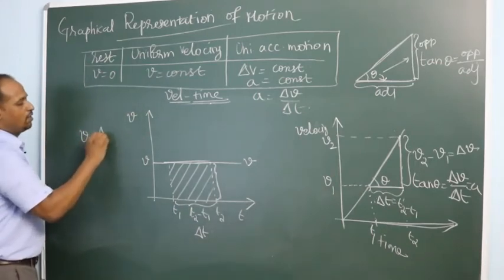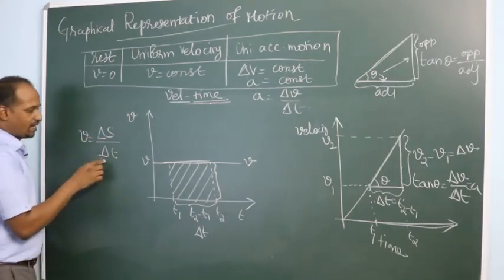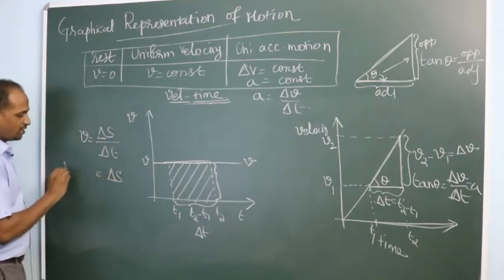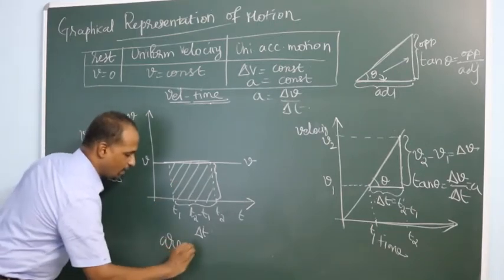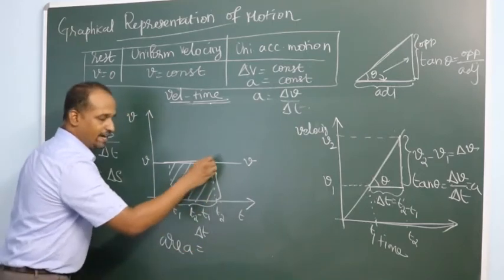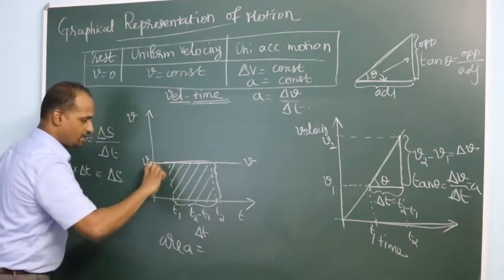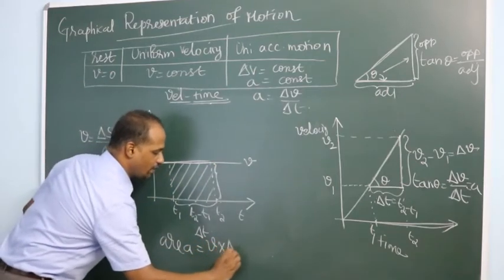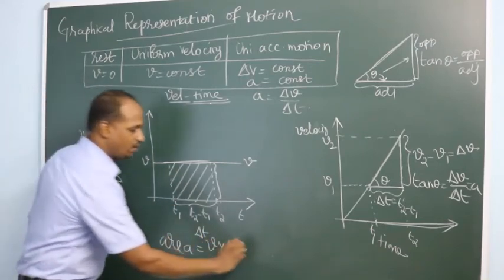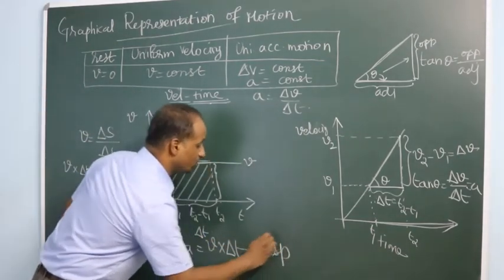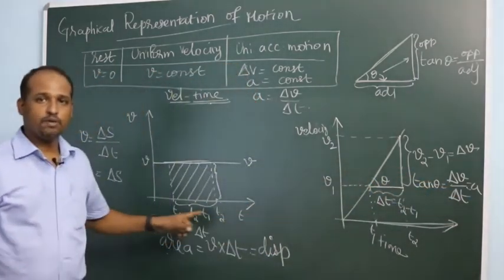Velocity is equal to displacement by time, that is, change in position by time. So the displacement is velocity into time taken. If you find the area of a rectangle, it is base into height. Here the base is delta t, height is this velocity. So velocity into delta t is the area, but velocity into delta t is called displacement. So in a velocity time graph, slope gives you acceleration, area gives you displacement.